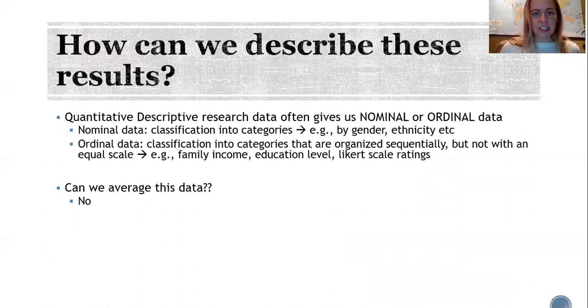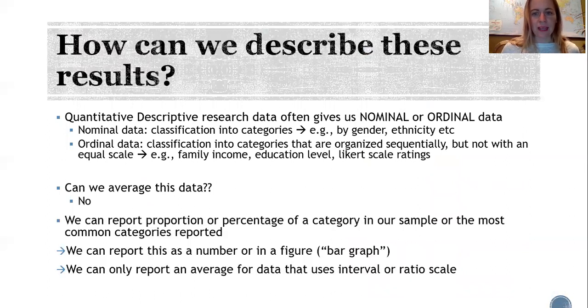So to summarize some of what I just said, if our data uses the nominal or ordinal scale, we can report the percentage of people who respond to different options, the proportion of people who respond to the different options, but we can't take the average. We can only report the average when the data uses the interval or ratio scale.